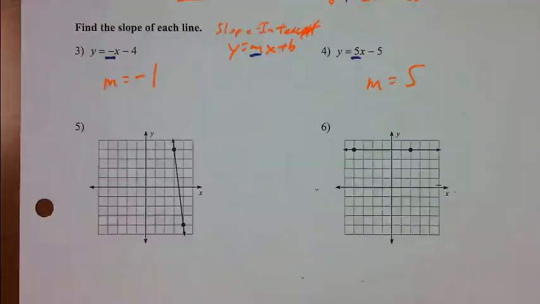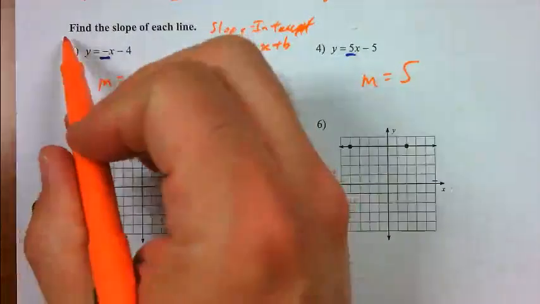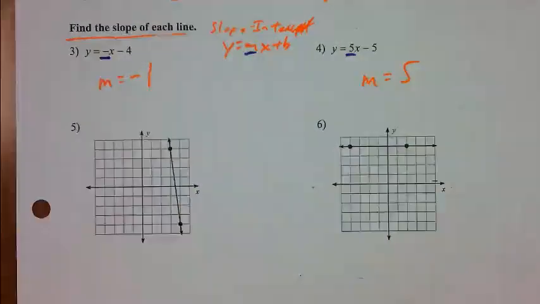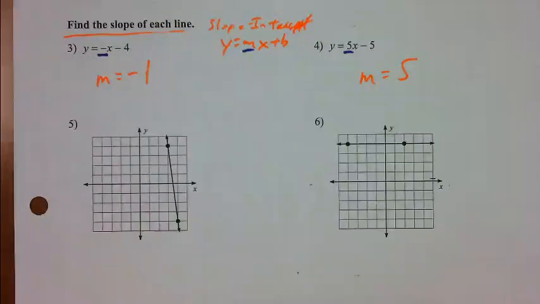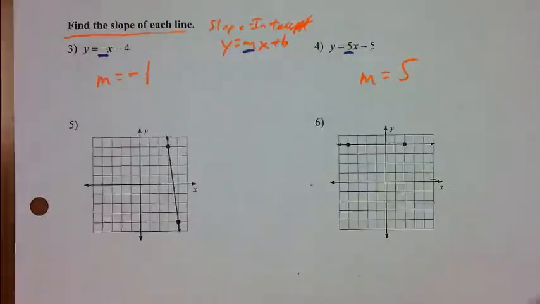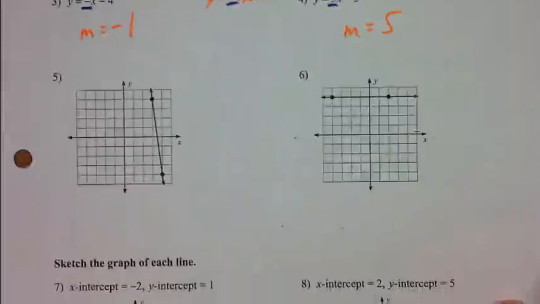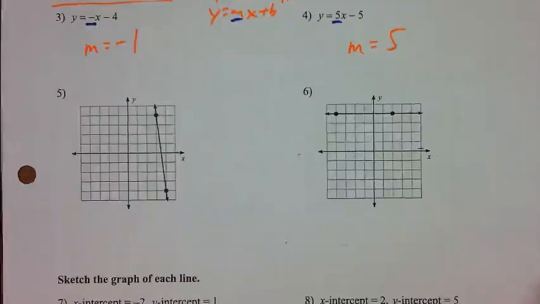Didn't have to. Make sure you read those directions, because all it asked for was the slope of the line. Right? So make sure you read the directions. On 5 and 6, also under the same directions, we're finding the slope of these lines.